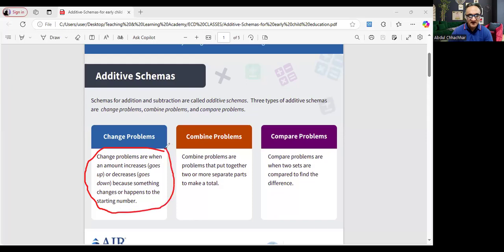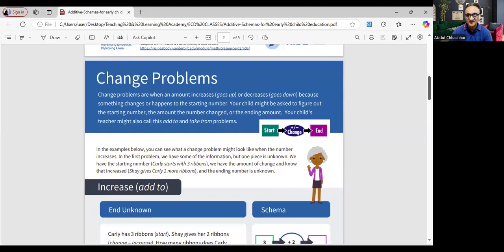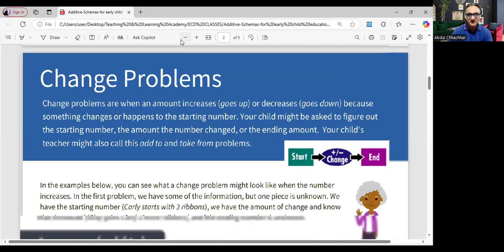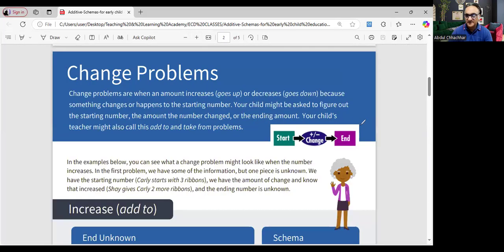The change problem is when an amount increases or decreases, because something changes or happens to the starting number. Let's see what the starting number is and what is going to be changed. This is the starting, this is the change. When we increase or decrease this value, definitely there will be a change in the end.